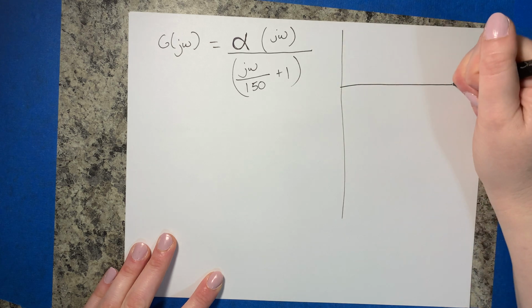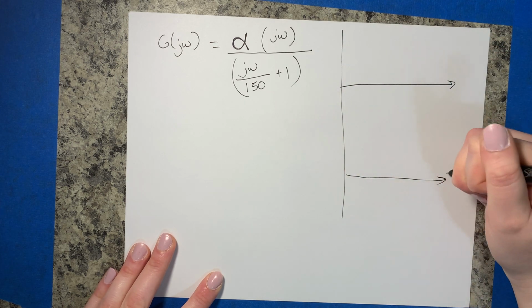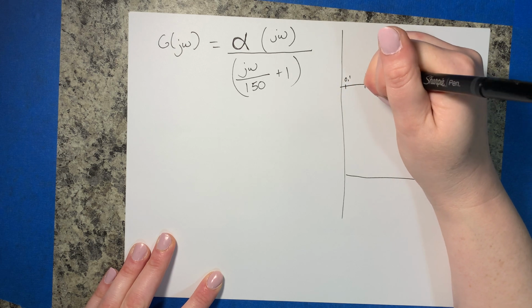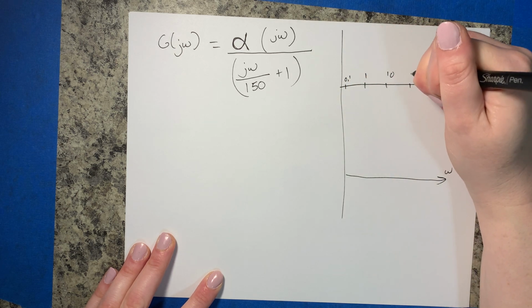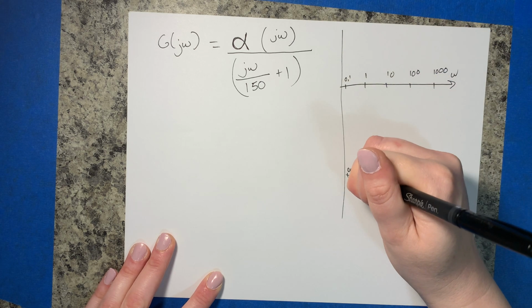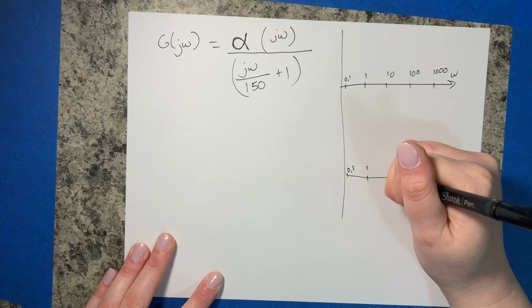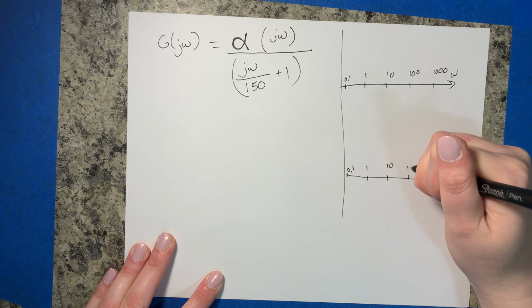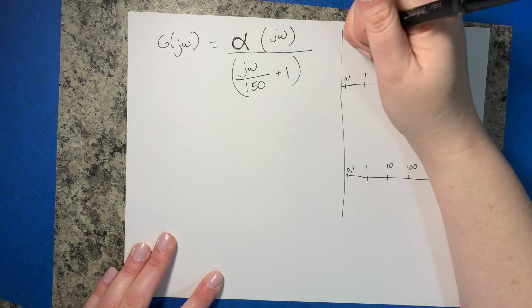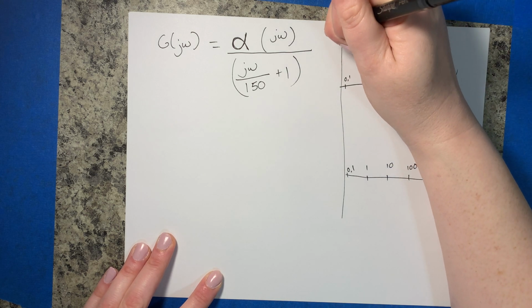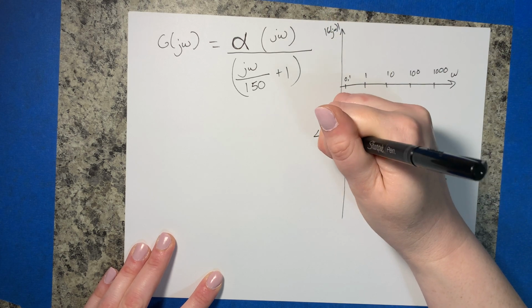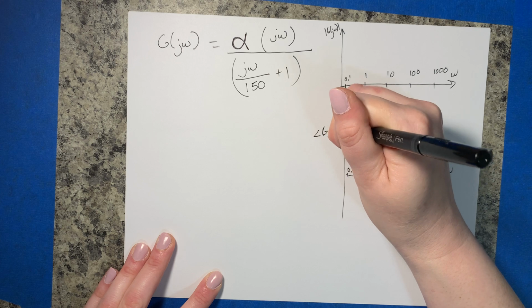Okay, so we'll get our two plots out, and then draw our axis in, trying very hard to keep them lined up, and then label our axes. Just like so.